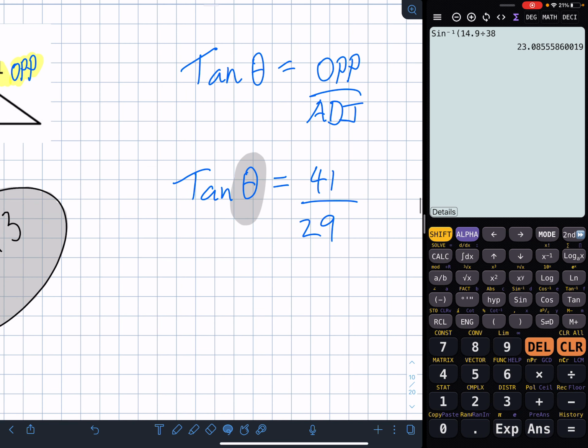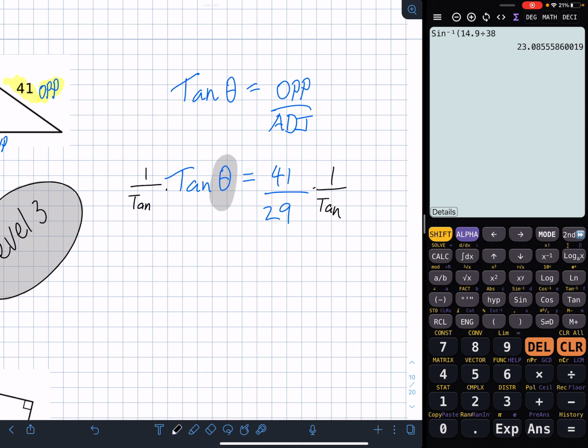Okay, so we're going to multiply both sides by 1 over tan. And on the left-hand side, they will cancel, so that'll give us 1 tan, or tan. 1 times theta, or theta, equals 1 over tan multiplied by 41 divided by 29.